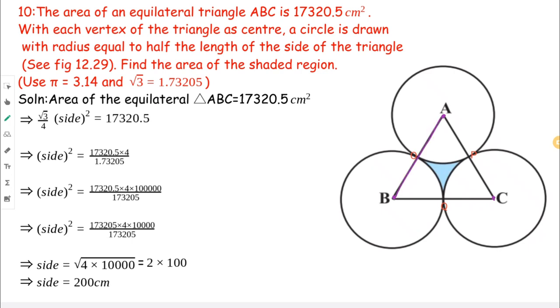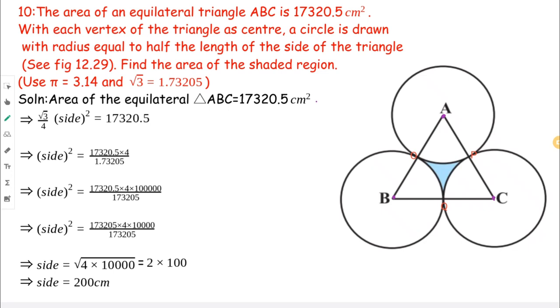I don't know the side length of the side AB, BC or AC, because this is an equilateral triangle. If I know one, I'll know all the others. Once I get the side of this equilateral triangle, I'll get the radius. Why? Because the radius is just half, right? So that's how we'll do it. First things first, we have to find the side of the equilateral triangle.